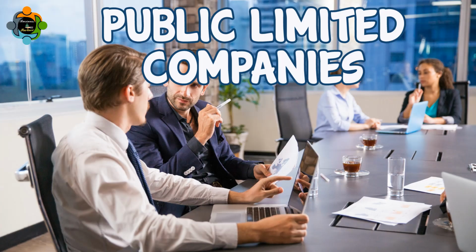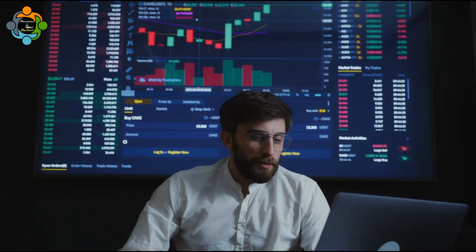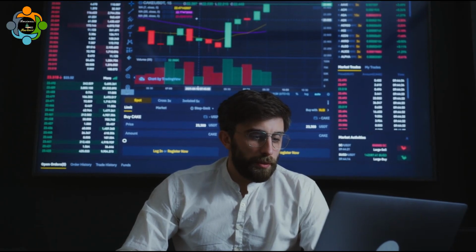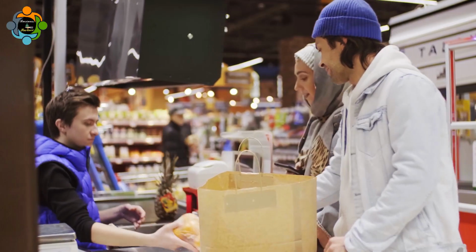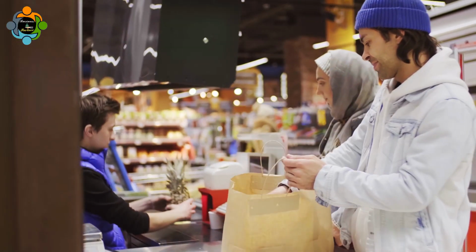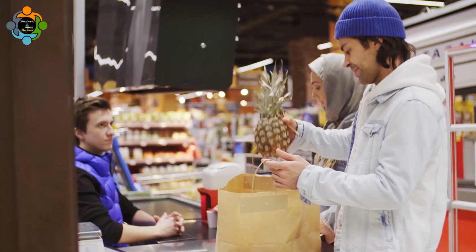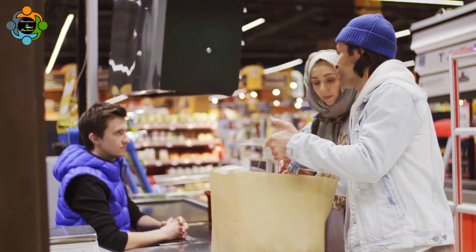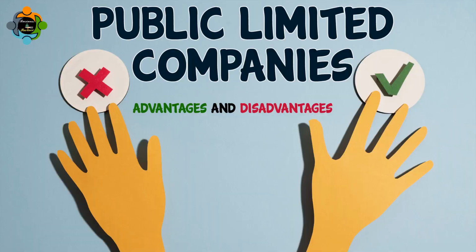Moving on to the public limited companies. These companies can sell shares to the public on the stock exchange. For example, the British grocery chain Tesco plc, which is publicly traded and can sell shares to the general public. Let's discuss advantages and disadvantages.